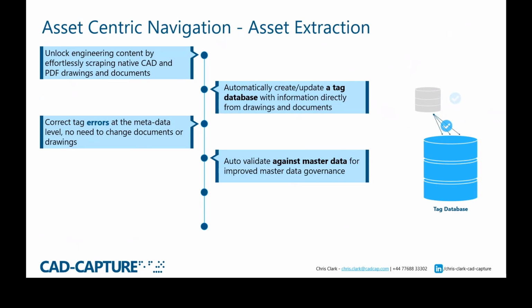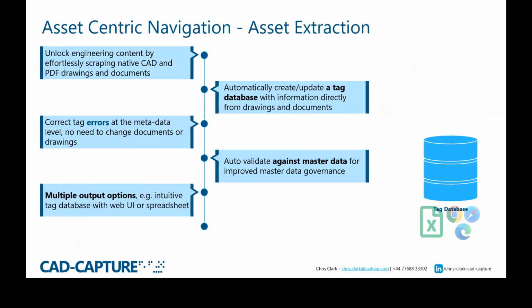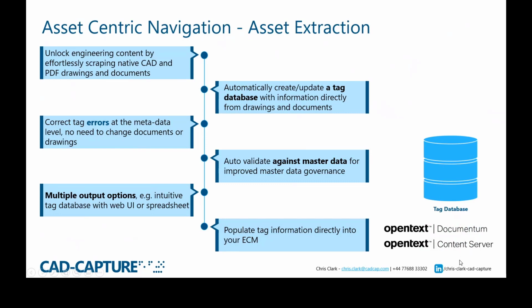You're able to validate your tag information with the information from the drawings against your master data. This means you can then make sure you know what is in the drawings is consistent with the information in your master system. This can give great improvements to your master data governance. You're able to use this information as a standalone database, as I mentioned, with an intuitive web UI, a load sheet or spreadsheet. Alternatively, you can populate the information in the OpenText ECM, and then that can facilitate the hotspot system, which I'm now going to talk to you about.